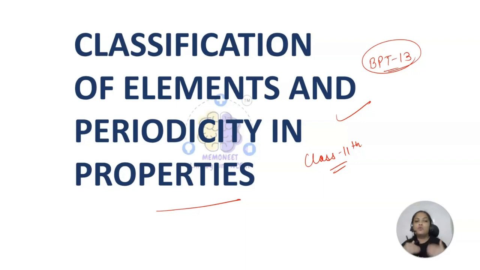You already know that in this chapter we study about the modern periodic table, and then we see how the different properties vary in the periodic table, right? So that's what we are going to study in this particular chapter. So let us start then.